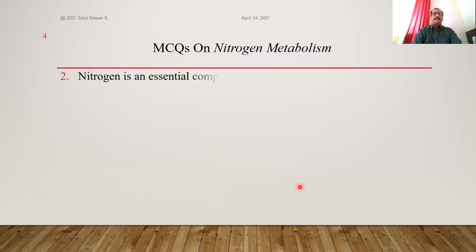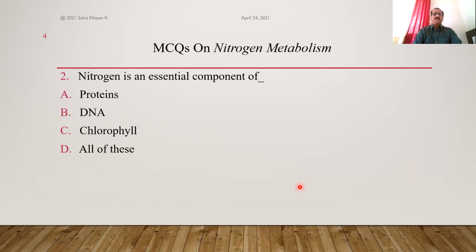Second, nitrogen is an essential component of what? Proteins, DNA, chlorophyll. You have studied this. It is an essential component of all of these. Nitrogen is present in amino acids, building blocks of proteins. It is present in nucleotides, building blocks of DNA and RNA. It is present in chlorophyll. It is present in ATP. So all these compounds or substances require nitrogen. So option D is right, all of these.